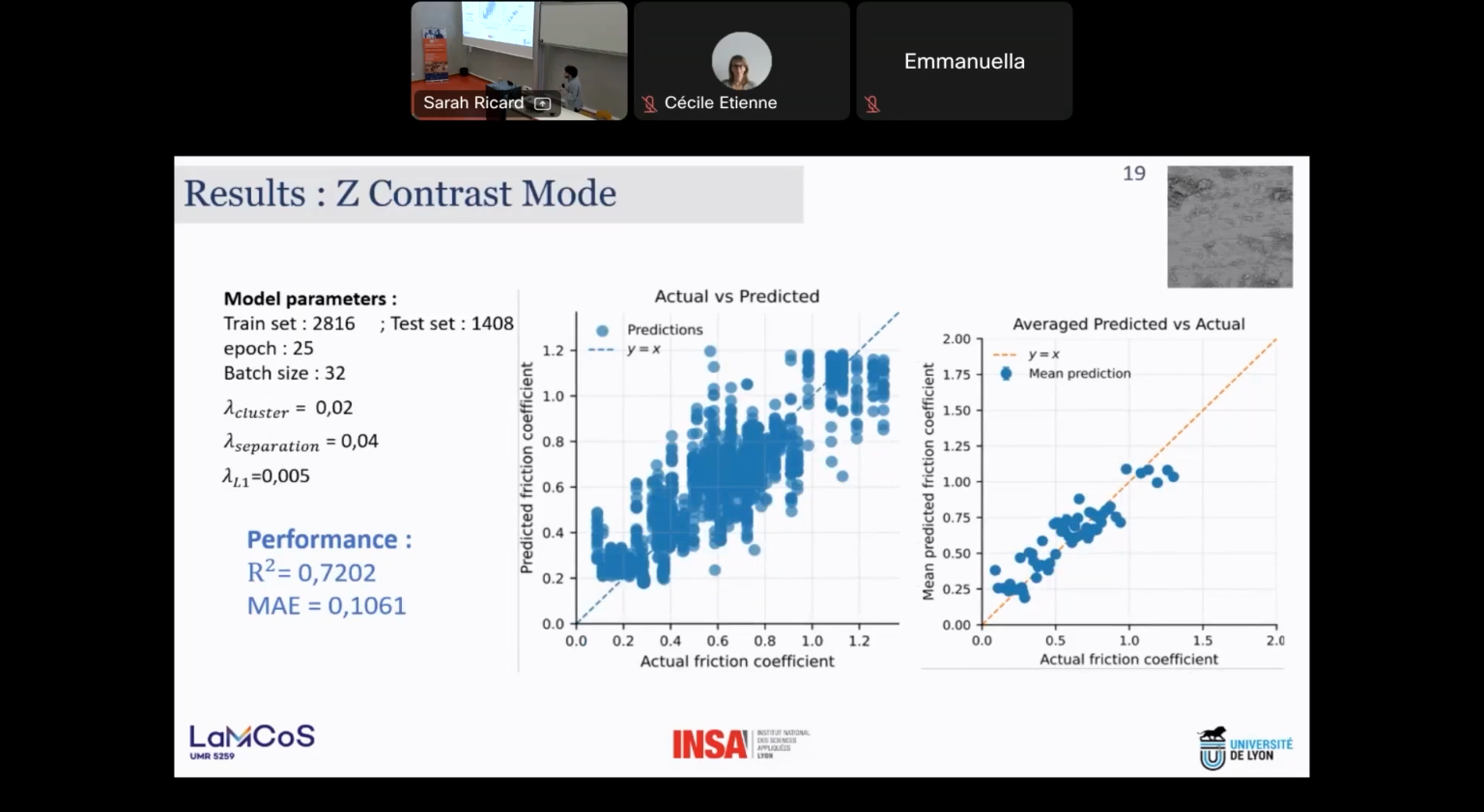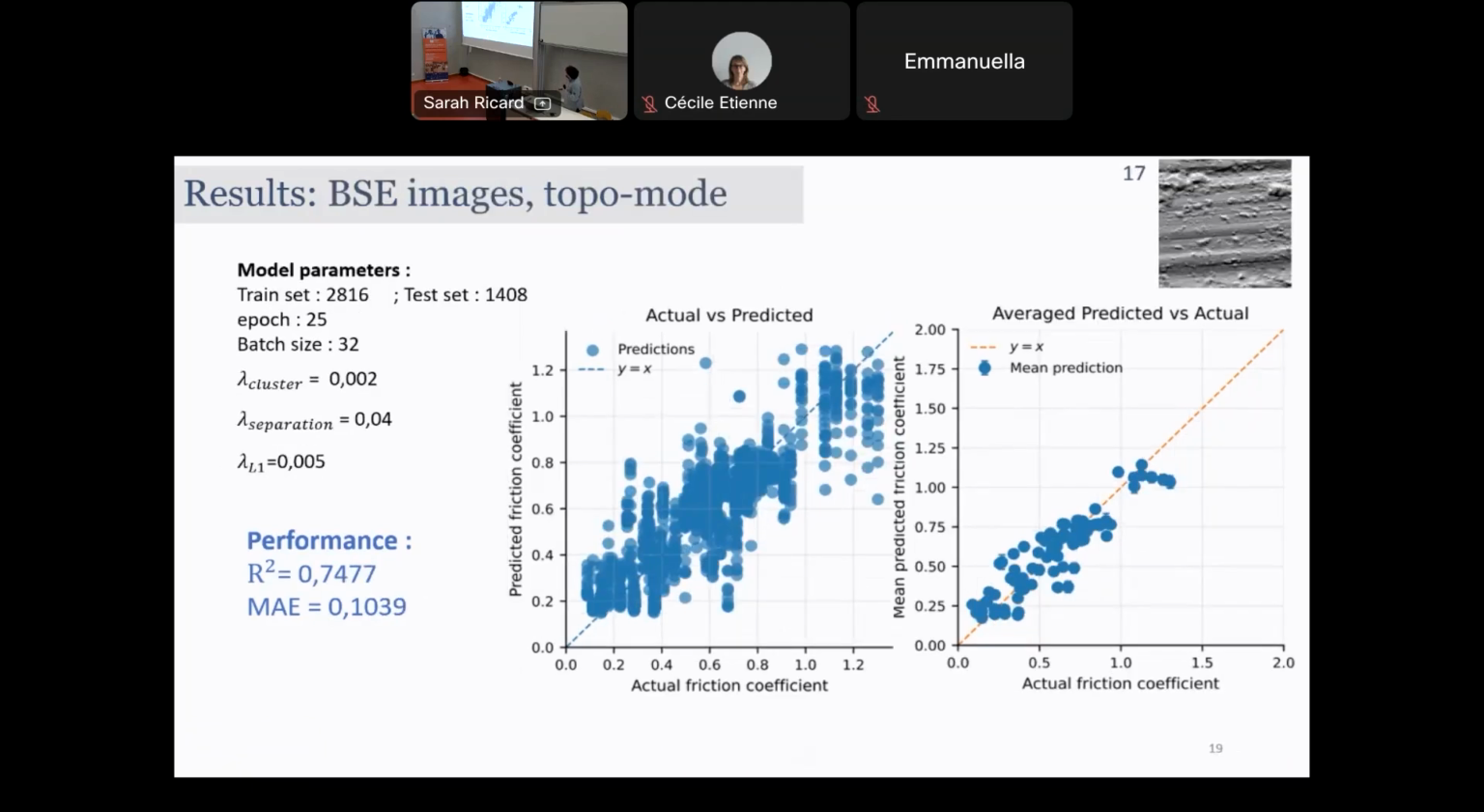One thing to note as well is that when we divided the train and test data set, we made sure that the angles in the train set are not present in the test set. This is to test the robustness of our model. So what we see here is a slightly improved performance. The third and final set of images is for the BSE topo mode as well.